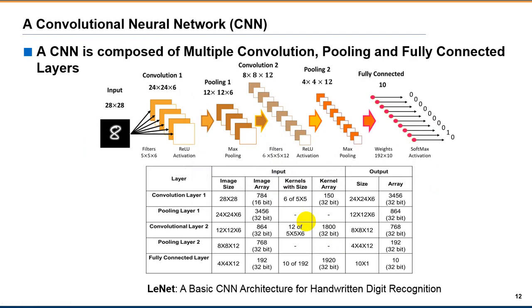A convolution neural network is actually composed of many convolution layers, pooling layers and fully connected layers. Like this linear network, it is composed of 2 convolution layers, 2 pooling layers and 1 fully connected layer. This is known as a linear one.